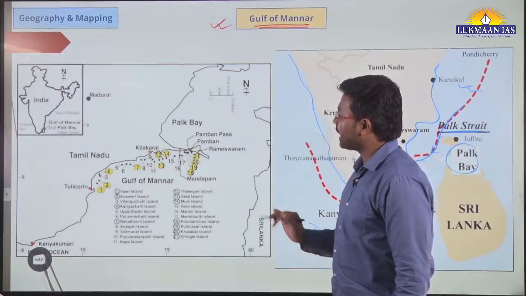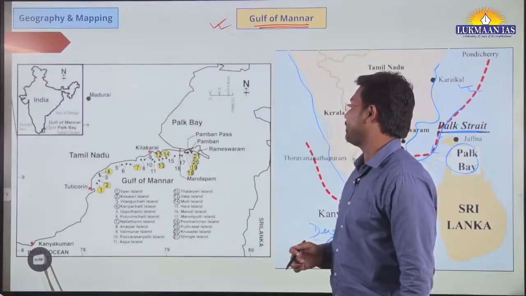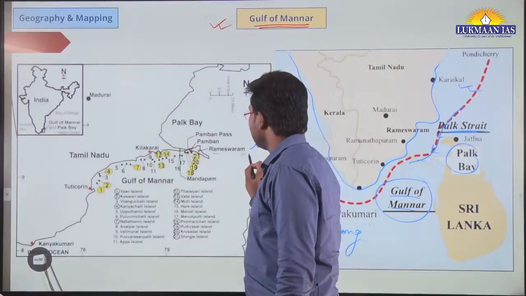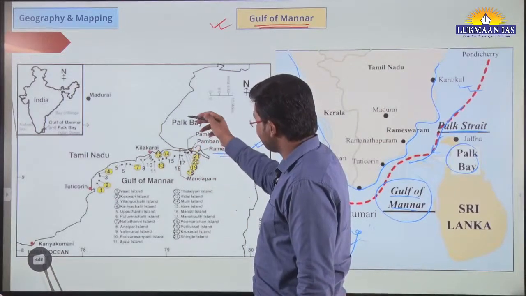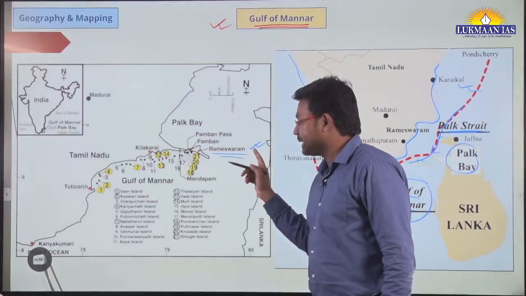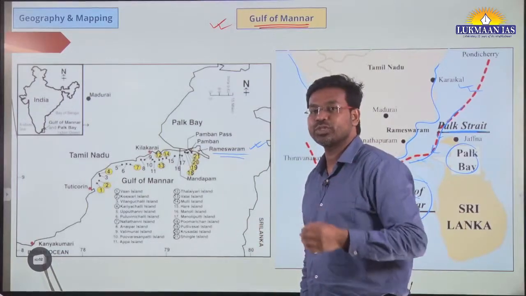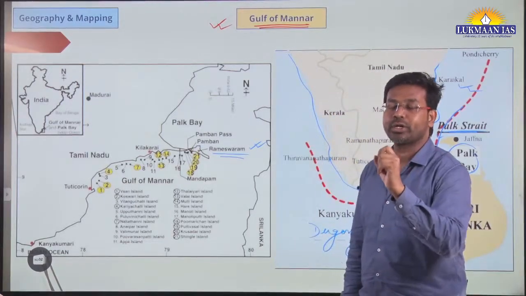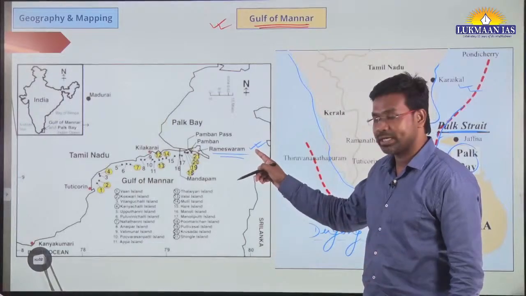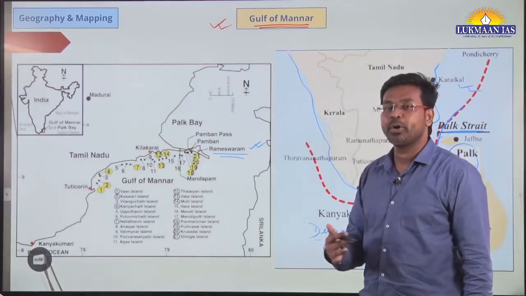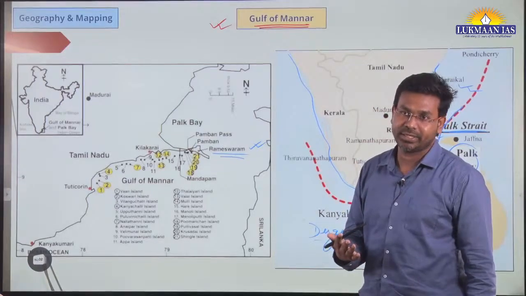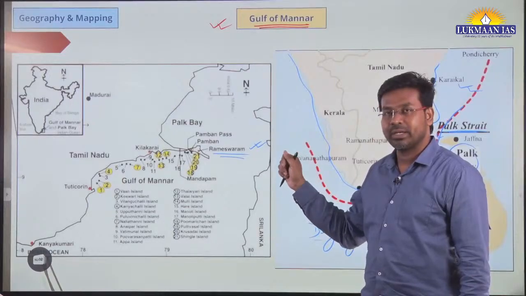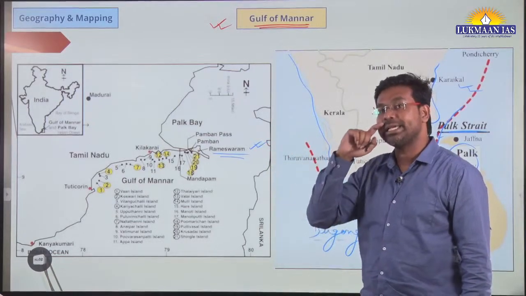Apart from Gulf of Mannar, there are many other areas that remain in news. For example, Rameshwaram. This place is very near to the Palk Strait. Rameshwaram is a place associated with the life of the late President of India, Dr. APJ Abdul Kalam. He has mentioned Rameshwaram in the books that he has written. One of the books is Wings of Fire. Then he has Ignited Minds.